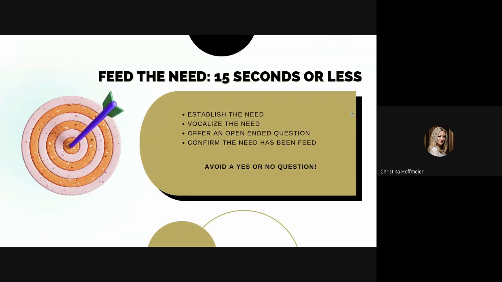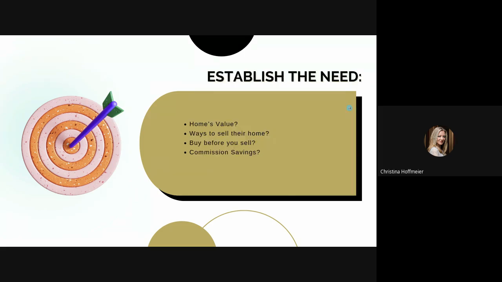So we go back to feed the need, 15 seconds or less. Establish the need, vocalize the need, offer an open-ended question, and confirm that the need has been fed. So avoid yes or no questions. Always, always avoid yes or no questions. So establish the need. What could their need be? We know that they have a home to sell, right? They wouldn't be on that page if they didn't have a home to sell. They wouldn't be on that page if they knew how to sell their home. So what do they need? Let's whittle down on what do they need.